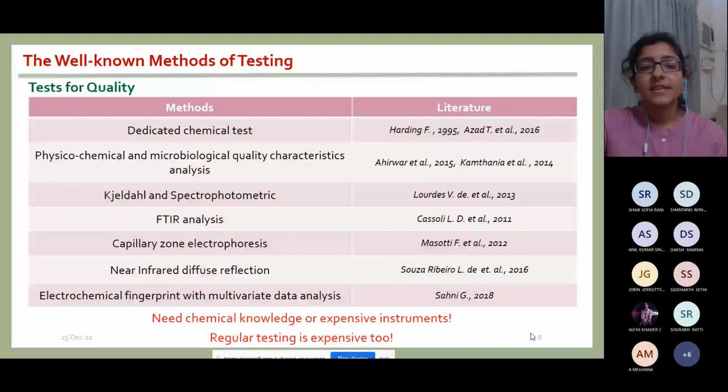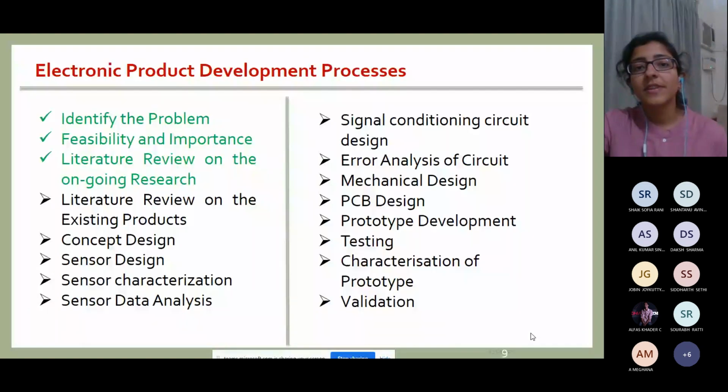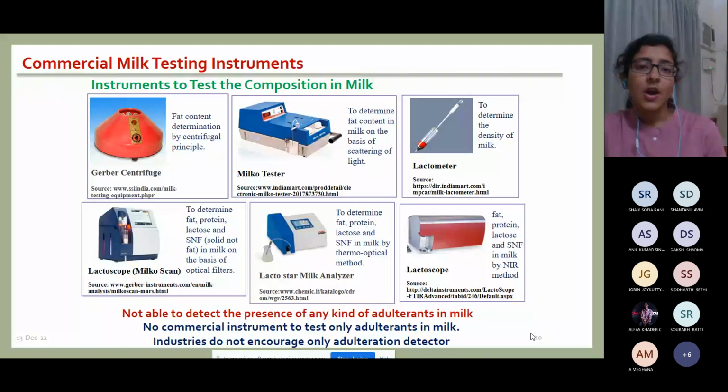After the literature review of the research is done, we will see whether any instrument is there in the market using that research. For that, we go through the commercially available instruments we need to find out. We found the first one is the Gerber centrifuge, used for fat content detection. Then different types of milk testers, the lactometer, which you all know of. Then the lactoscope; these are also used in large industries.